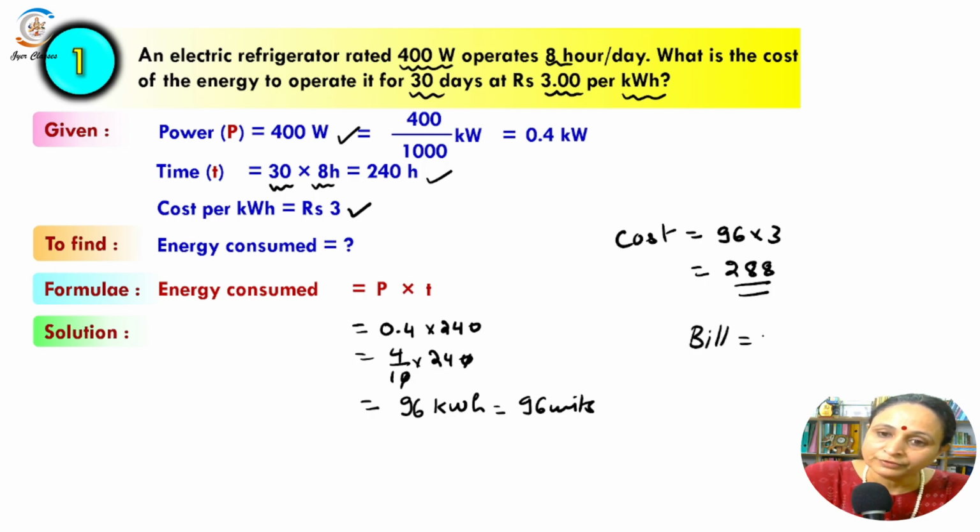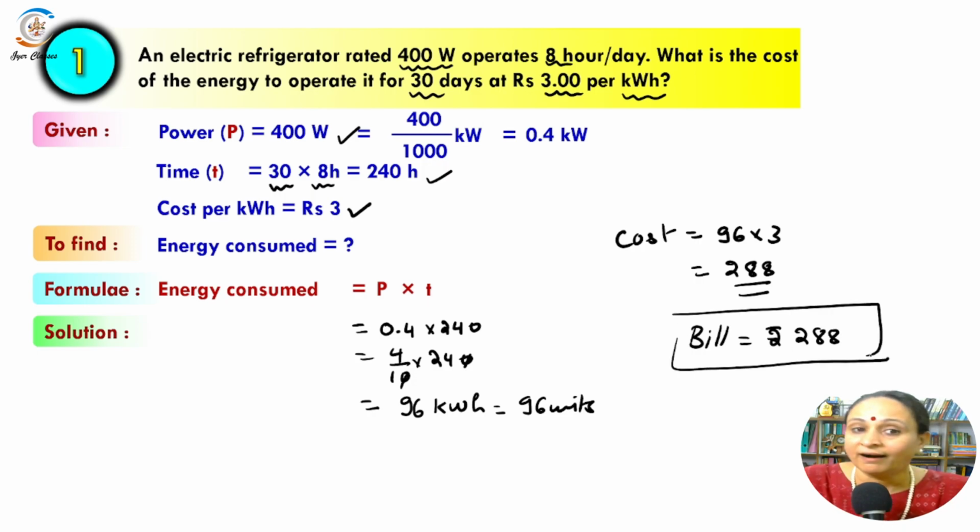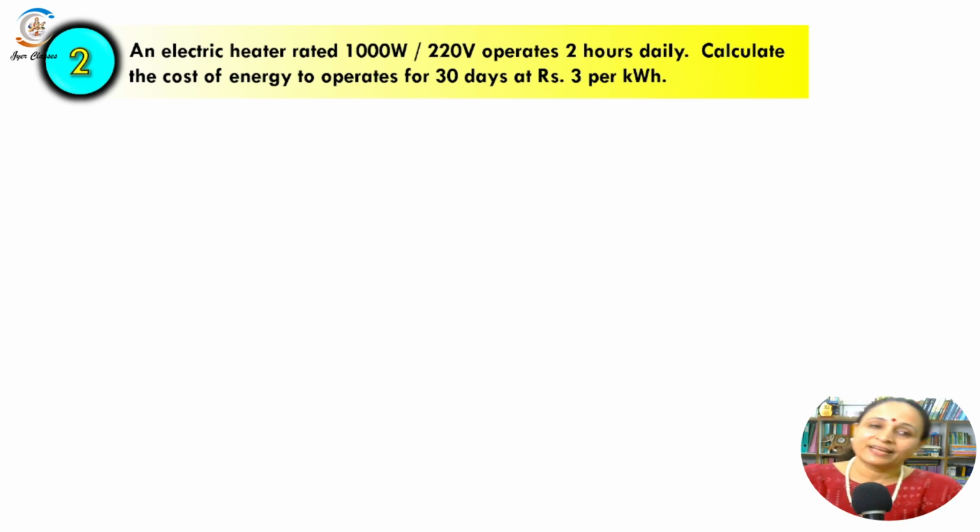So what is the bill of? The bill is of rupees 288. इतने का बिल आएगा, आपको पे करना पड़ेगा. ठीक है, सिंपल. ठीक. Okay, now let's do the second question. Second question, it is there on the screen.